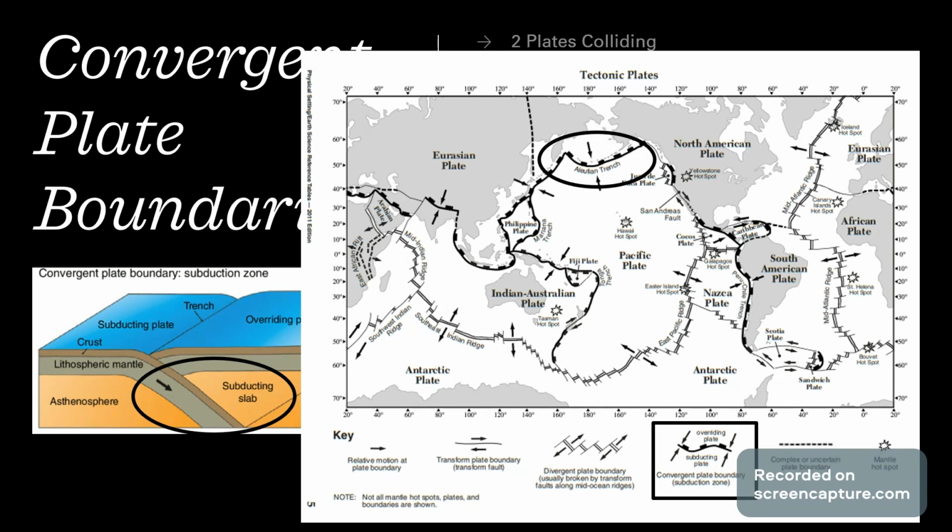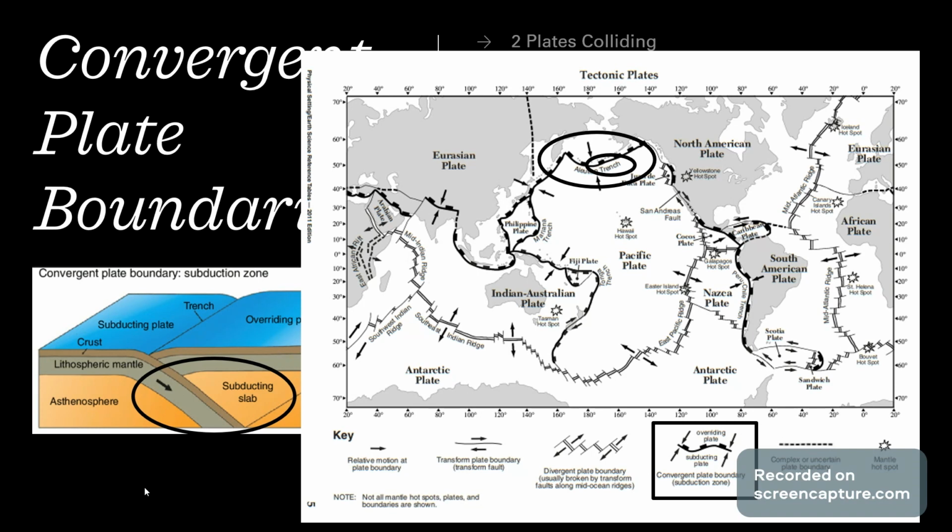The example I want to use here is the Aleutian Trench. It is a part of the infamous Ring of Fire that is this circle that goes from Eastern Asia and Australia to Western Americas, all the way down into Chile. So where we're going with this is this word trench. Just like ridge and divergent boundaries, trench is going to be our key word for a convergent plate boundary.